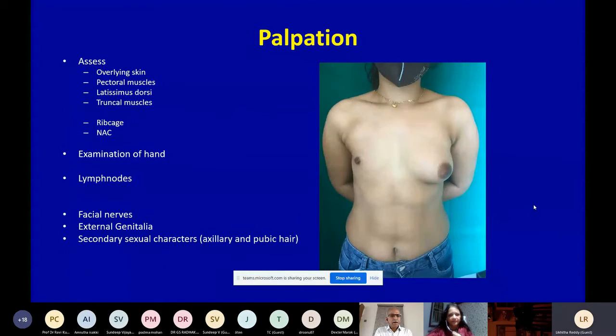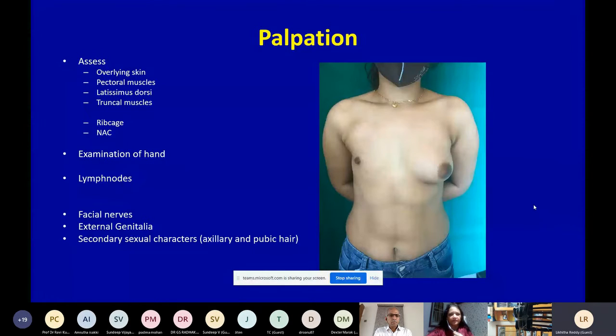Coming to the palpation, I would like to know the overlying skin thickness, then the pectoral muscles, the latissimus dorsi, and other truncal muscles. I would also like to examine the rib cage. There might be absence of one or two ribs, specifically the second to the fourth ribs are usually absent. In the examination of the nipple areola complex, I would like to see for any retracted nipple and also the hypoplastic nipple. Examination of the hand is important usually because there is syndactyly or symbrachydactyly associated.